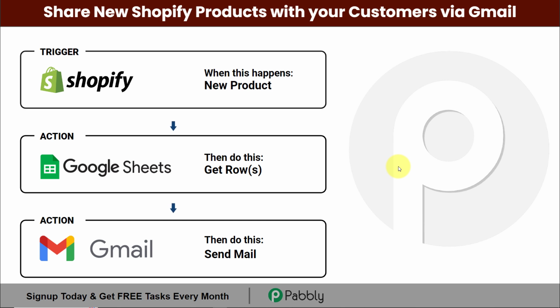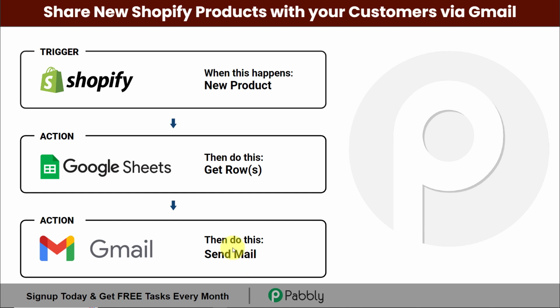In this video, we are going to understand how to share new Shopify products with your customers via Gmail. So here my objective is that every time a new product is created in Shopify, I want to notify all my customers about this newly launched product via Gmail. To do this, I'll have to integrate Shopify with Google Sheets and Gmail so that every time a new product is created there, then with the help of the spreadsheet where I have the details of all my customers, I can get the email address, and then send an email to these people.